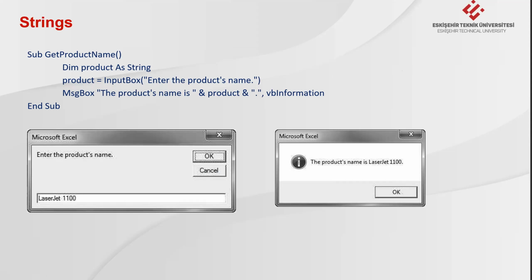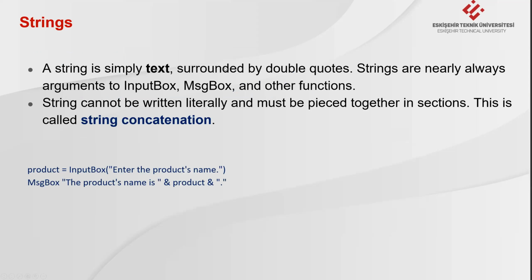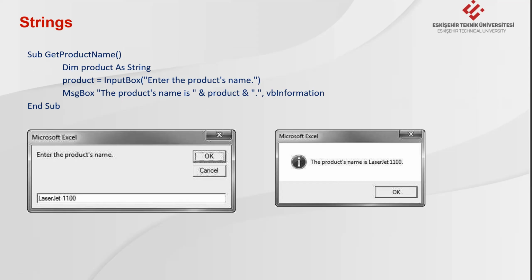Let's see another example here. We have a subroutine, get product's name. You could define a product variable with Dim product As Integer. The product name is taken from the input box, and then you use your message box with the information icon here. This is similar to what we did before, but we just indicate our icon in this subroutine.